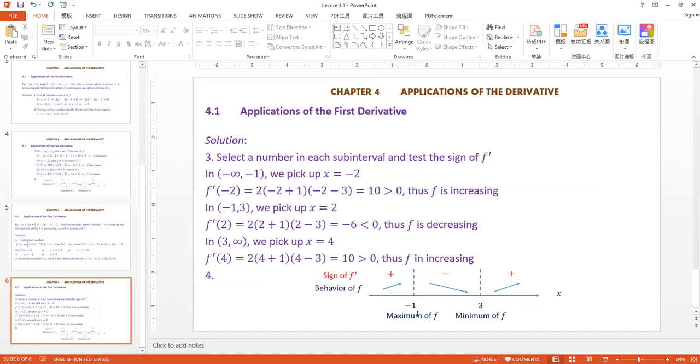But at the same time, we can also determine the maximum and the minimum of the function. The maximum will be at x equal to -1 because it's increasing and turns around to decreasing. So we get a maximum here. At x equal to 3, the curve goes down and then bounces back. So there will be a minimum here. So that's how we determine the extrema of the function and the behavior of the function itself. All right.